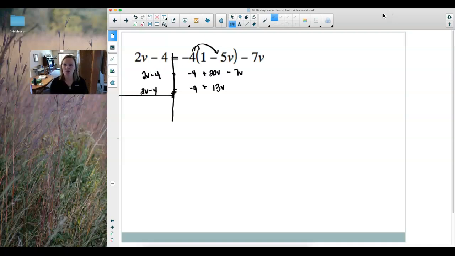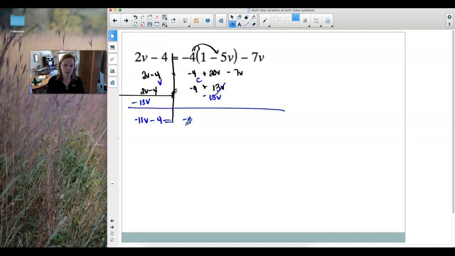So we need to make sure that we end up with the variable on only one side of the equation. So I'm going to put the variables on the left and constants on the right. So that means I want to get rid of this 13v by subtracting it since it was being added. Okay, 2v minus 13v is negative 11v. Minus 4 equals, these cancel, negative 4.